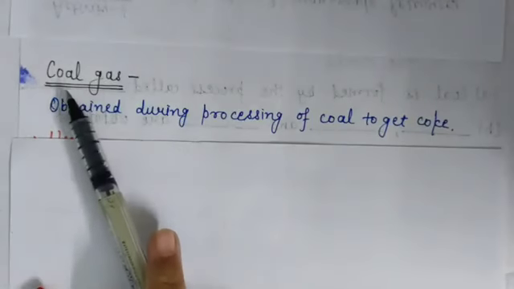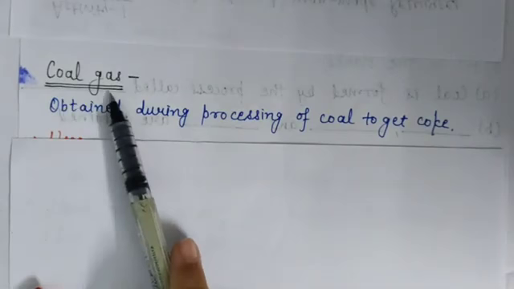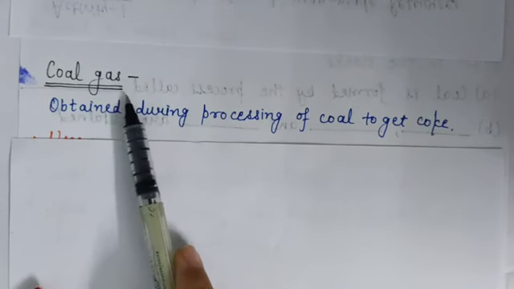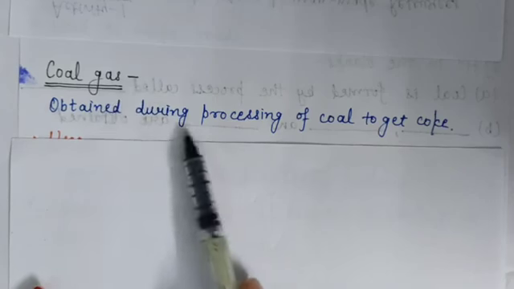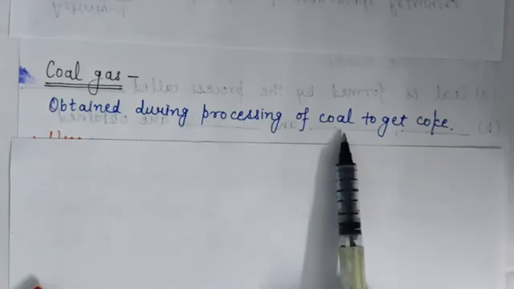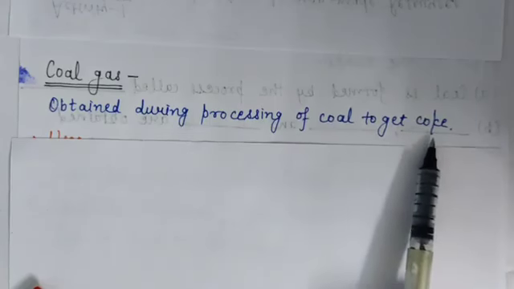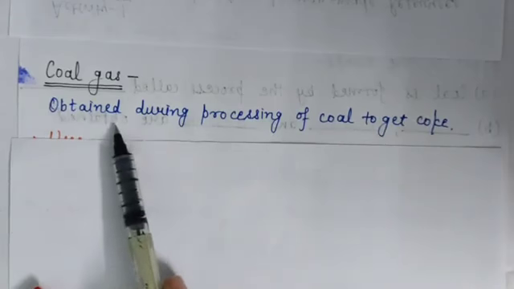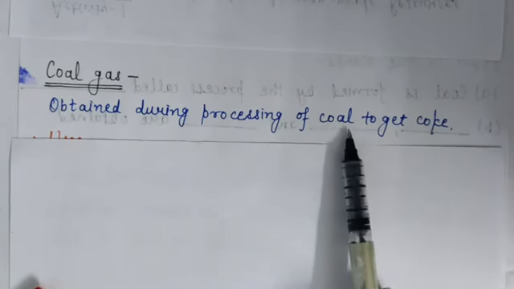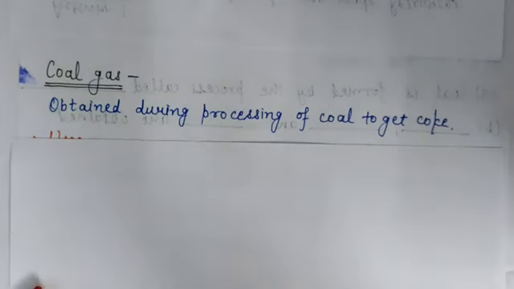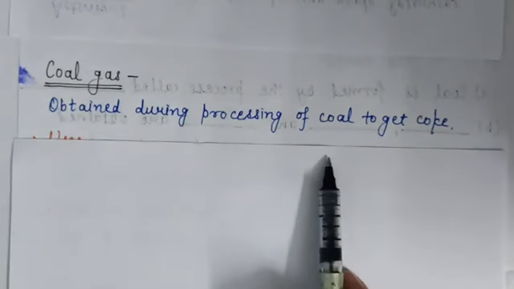Next product is coal gas. What is coal gas? Coal gas is a mixture of methane, carbon monoxide, hydrogen and other gases. Okay, and it is obtained during processing of coal to get coke. So it is obtained when the coal decomposes at higher temperature in the absence of air. And it is a mixture of methane, carbon monoxide, hydrogen and other gases.